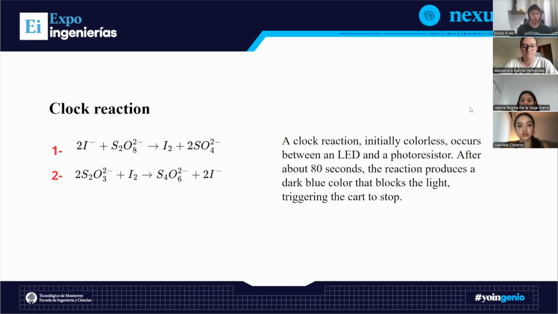As for the clock reaction, in this experiment, it is presented by a sudden change in color to blue, which in our project is considered a timer to stop the electric minicar. This happens through two chemical principles which rely on these two equations.